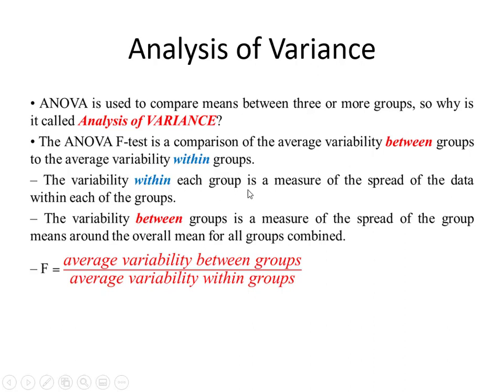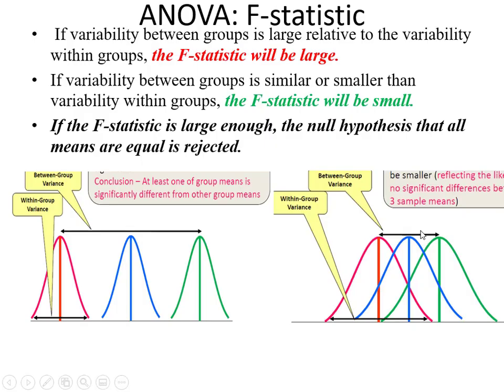The variability within groups is a measure of the spread of the data within each of the groups. So within group means the variation occurring in one specific group, and between group is the comparison of one group with the other or with the third group. The variability between groups is a measure of the spread of the group means around the overall mean of all the groups combined. So I will show you what is within group and what is between group from this specific example.